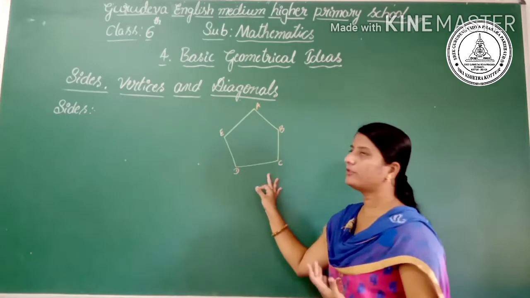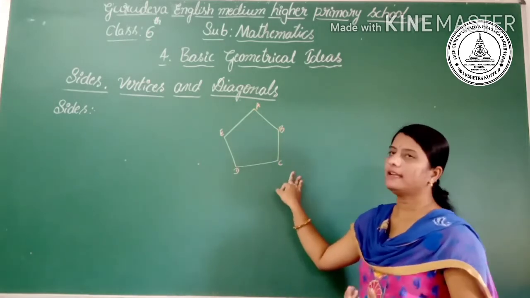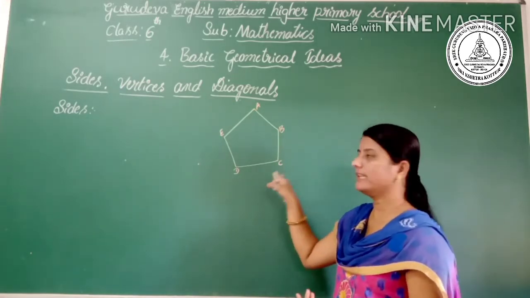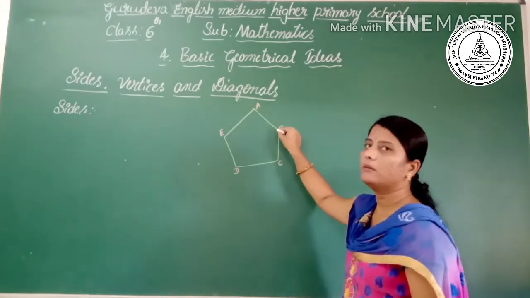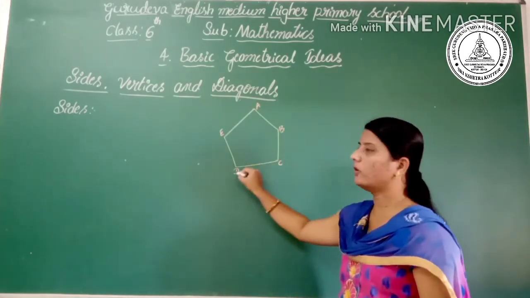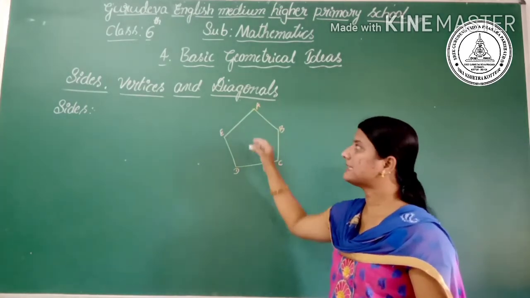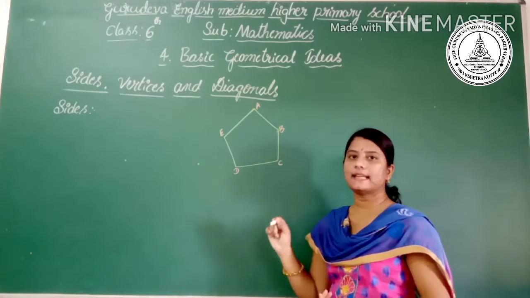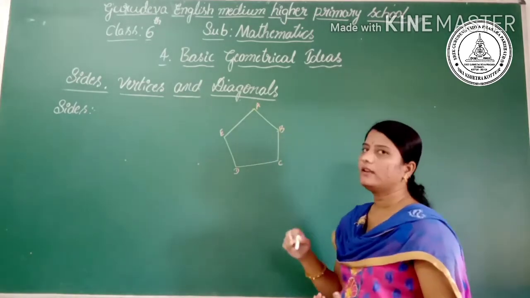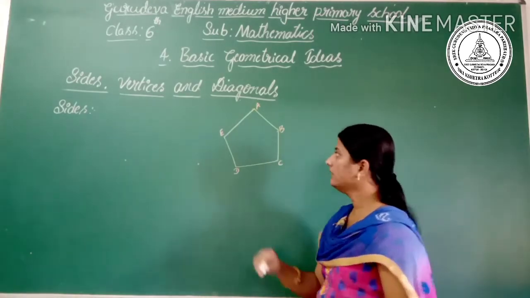So here I have drawn one of the polygons. What are the sides of this polygon? The line segments which form the polygon are called the sides of the polygon. Here, what are the sides of the polygon?